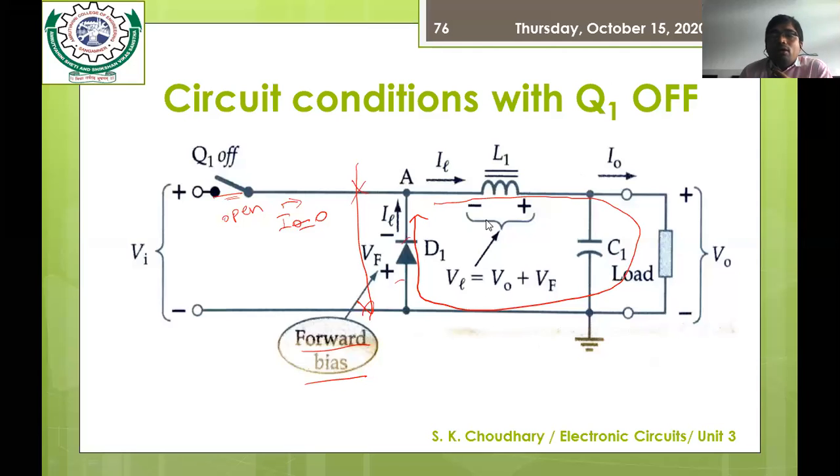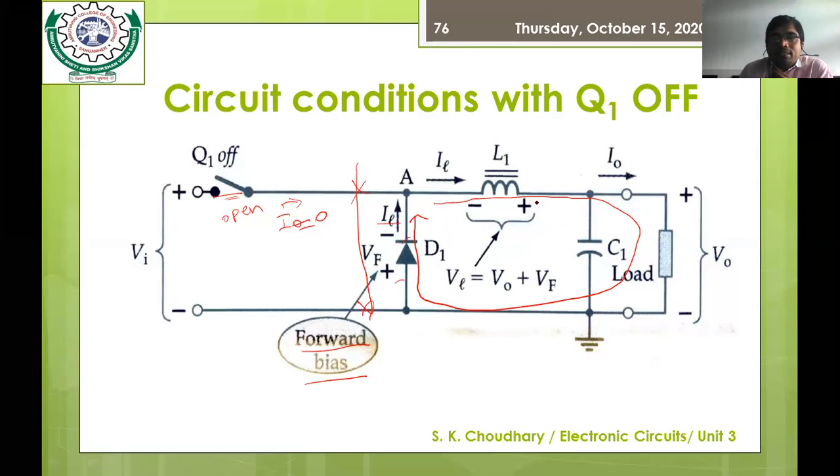Now see here, as I have told you, the current would get a path because the diode will be forward biased. So current would flow like this. When the diode is forward biased, the current flowing across the diode is IL, which is nothing but the inductor current. So in this way your current would flow across the diode.